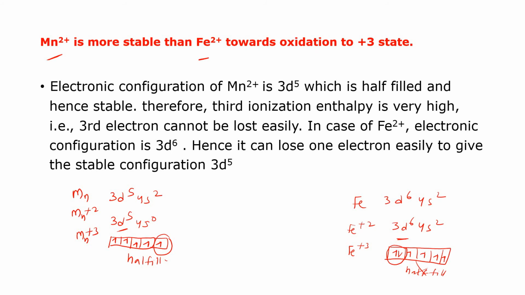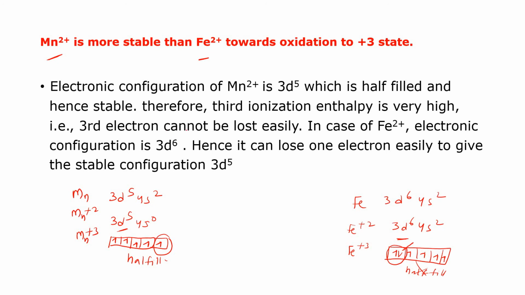So here in iron, is there any half-filled configuration in the Fe+2 state? No, it does not have a half-filled configuration. So removing an electron from this is very easy here. Even if we remove this one, we get a half-filled configuration after removing.